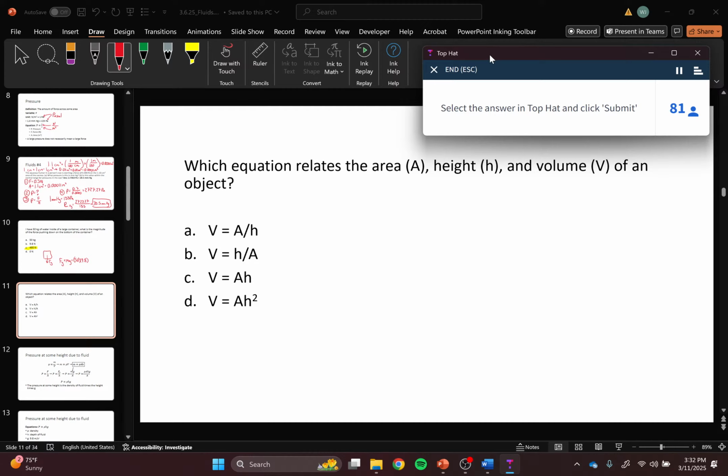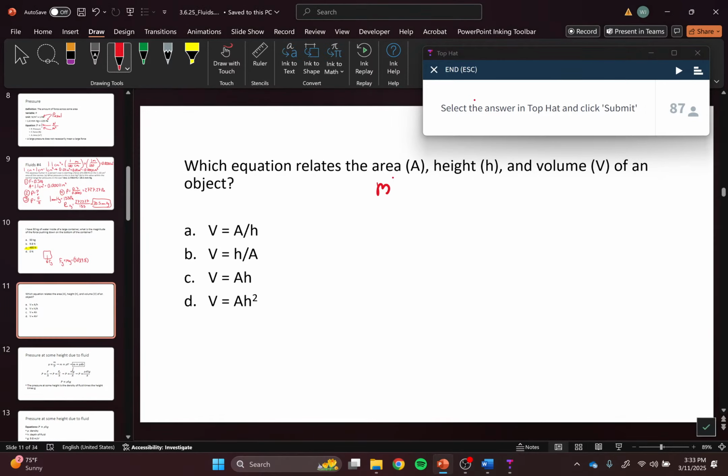All right, we'll go like 10 more seconds. If you're not sure, go with your gut. All right, in 5, 4, 3, 2, 1. All right, there are two ways we're going to figure out the answer here. One, we're just going to look at the units. The unit for area is meters squared. The unit for height is meters. The unit for volume is meters cubed. So if you just play around with these equations, the units should work out.